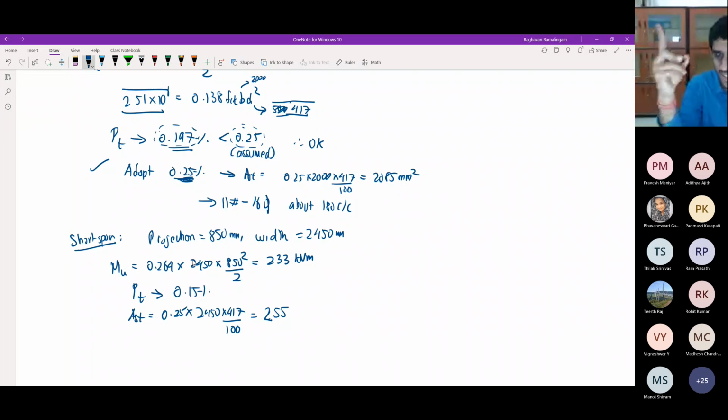So in order to not disturb the one-way shear satisfaction, even though I get 0.197 for flexure, I retain 0.25, because this is what I had assumed for satisfying one-way shear. So in this case I still use 0.25. When you come to the short span, I calculate 0.15 to be the required percentage of reinforcement for the flexure.